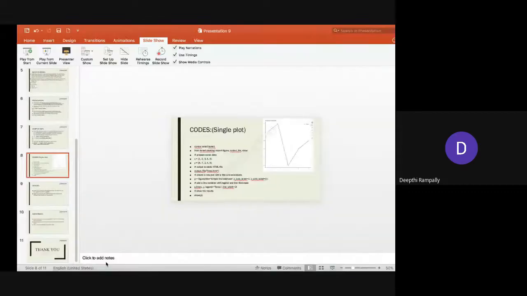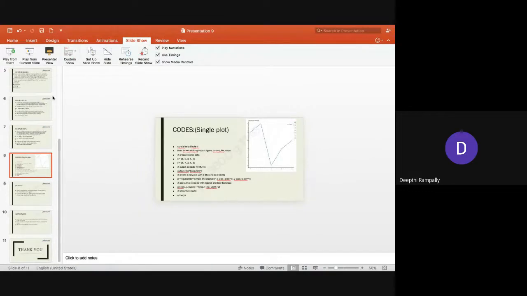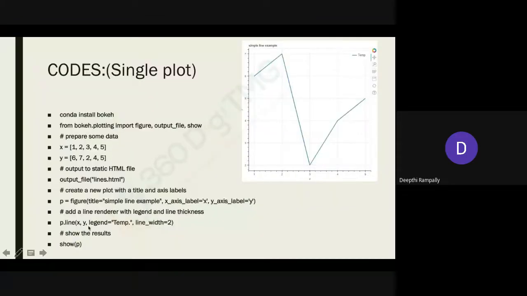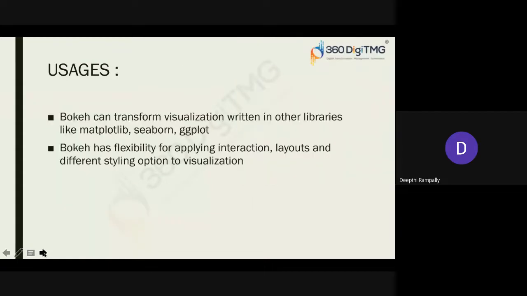So let us see the advantages of this. The simple code that we have used here can transform visualizations which are already available in your Matplotlib, Seaborn, and ggplot. These are the three that we generally use. So this has flexibility for applying interactions. Styling is something which is an add-on to this. Otherwise, if it is not pretty, why would we use this?